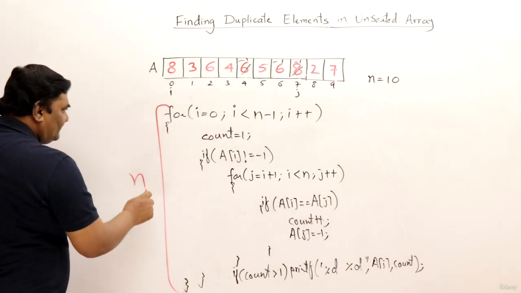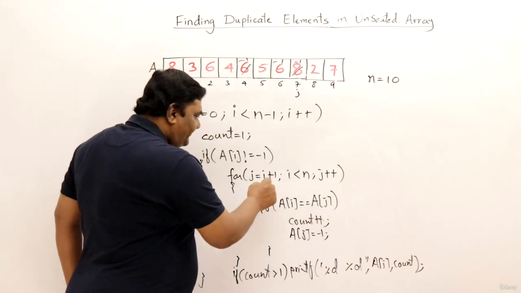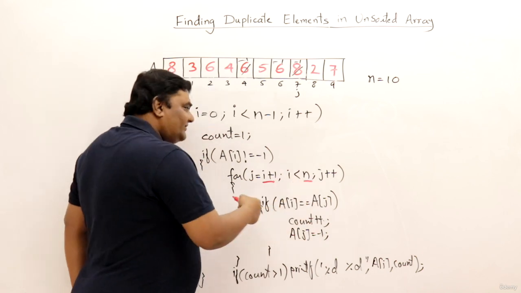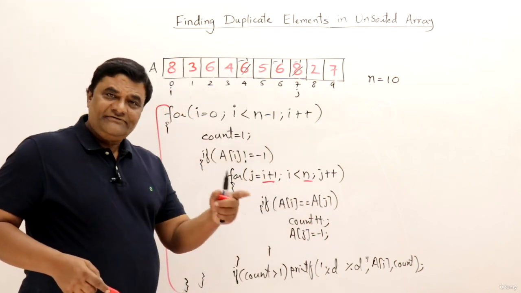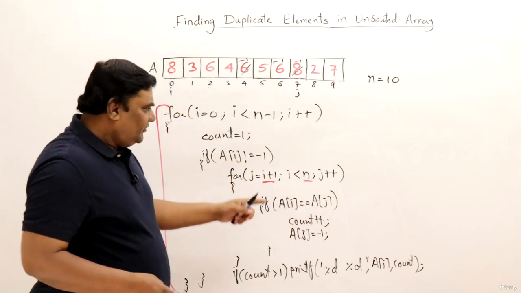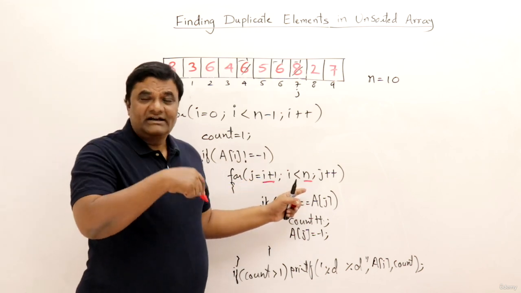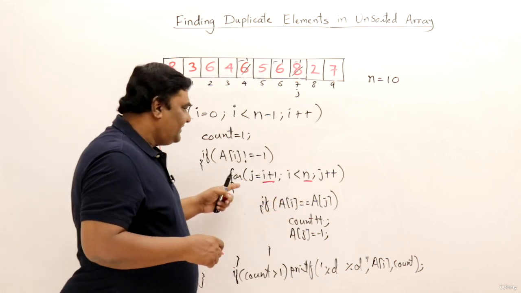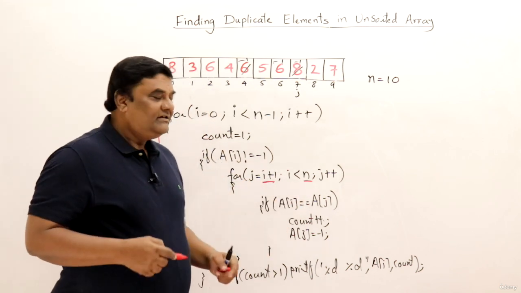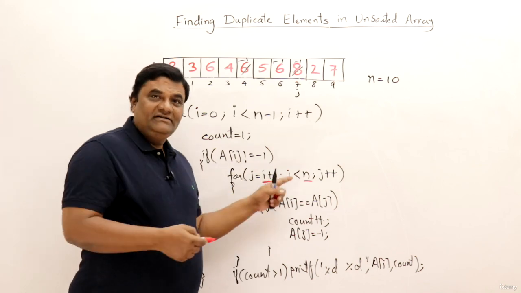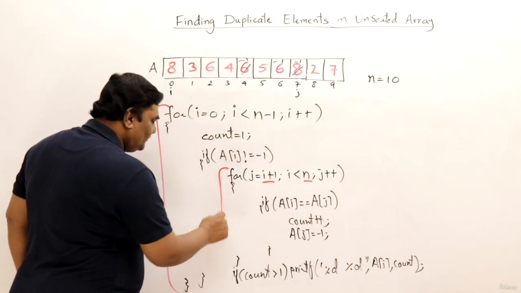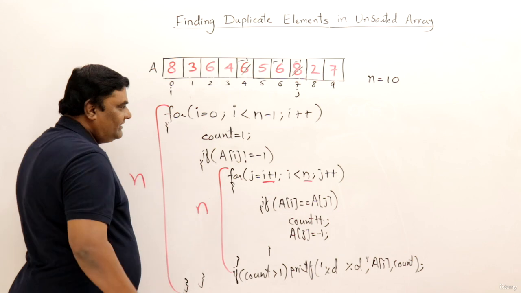This will repeat for almost n times. And this is starting from i plus 1 till n. So this is also repeating almost for n times, right? We already know the working. Based on that we are saying that, it's not just by reading the code. We know the working. It's starting from i plus 1 till n. So this is also almost n times, right?